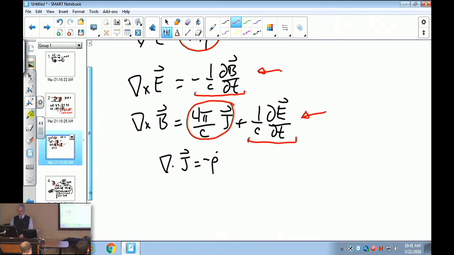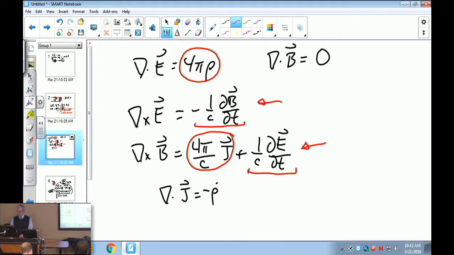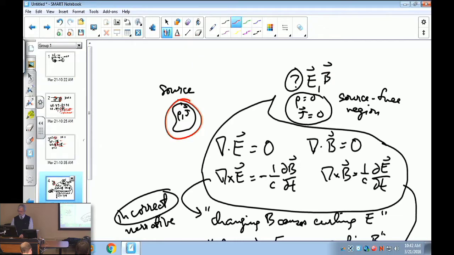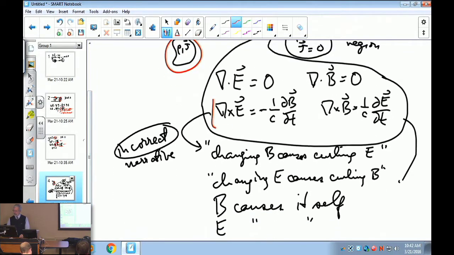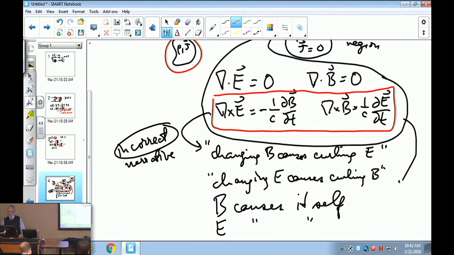So these two equations here do not have a causal connection. Changing B does not cause curling E. Changing E does not cause curling B, right? What causes a curling B? A J. And what causes a curling E? Well, we stuck the A dot into the E, and that's what caused it. It was a mathematical trick. So there's not really any causal connection.